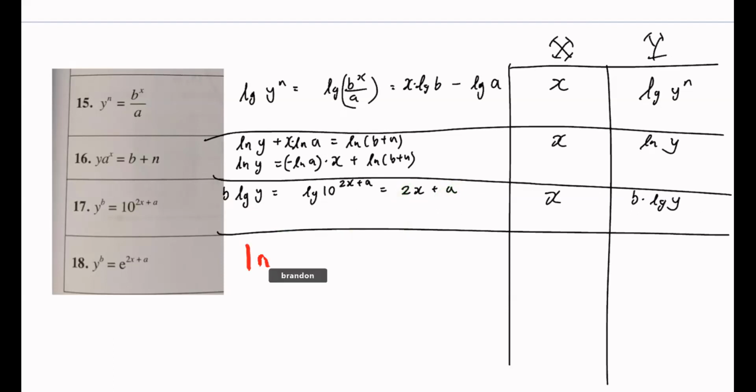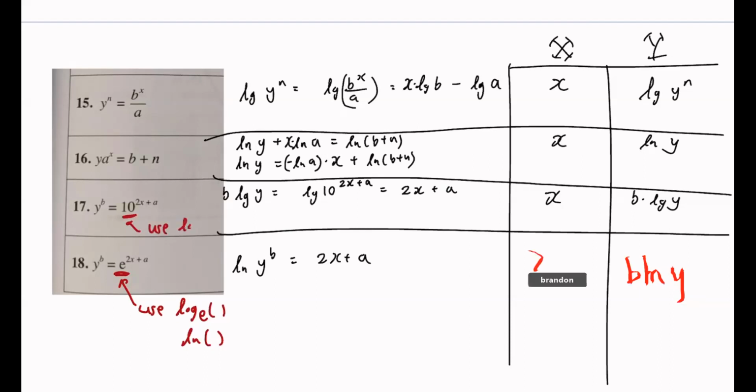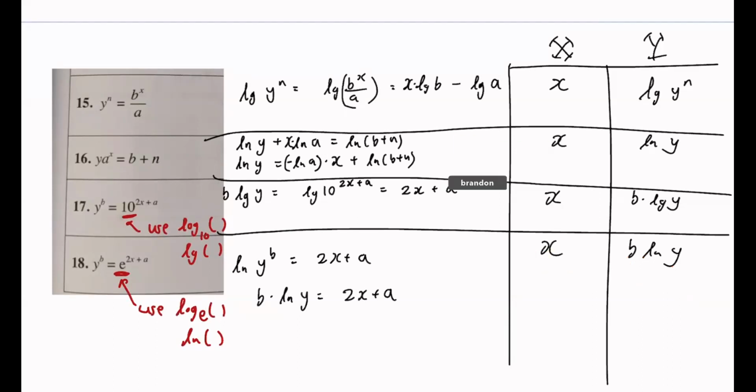So the next one, you should take ln because there's a base e. Maybe I should underline this. Use log base e, ln. This one, base 10, means you should use lg, log base 10. Then you end up with b times ln y equals 2x plus a. Yes, b ln y, and x. Okay, good.